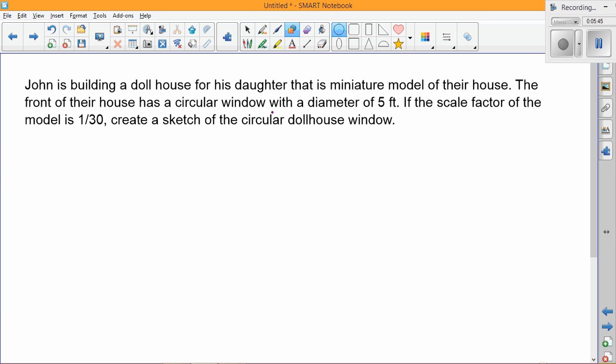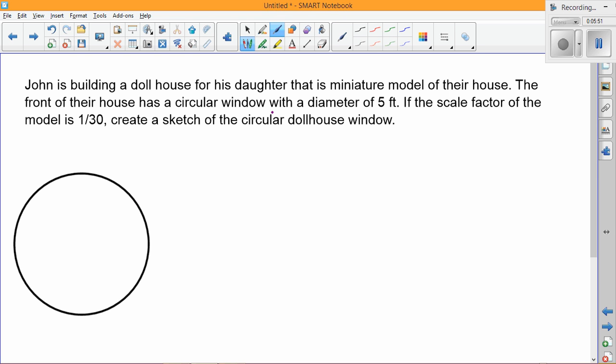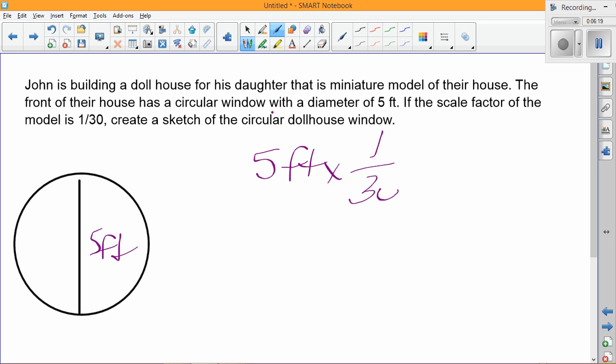So let me draw what that would look like. Okay. The radius is from the center to the outside, the diameter is the whole way across. So that length right there is going to be 5 feet. And if I know that the scale factor is 1/30, I take 5 feet, multiply it by 1/30, multiply with the scale factor, and I should get 5/30 or 1/6 when reduced.